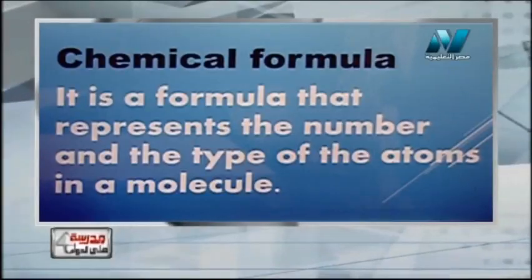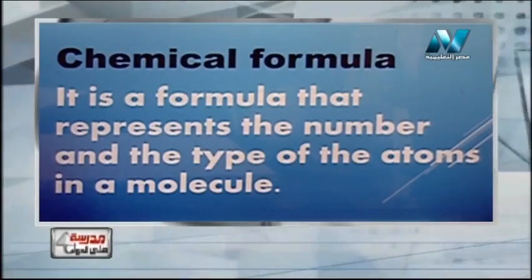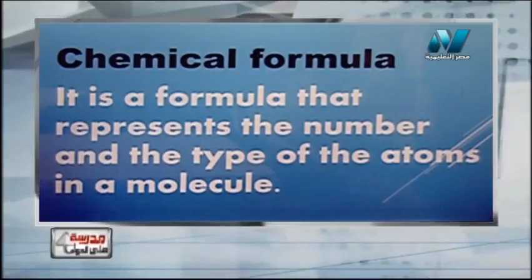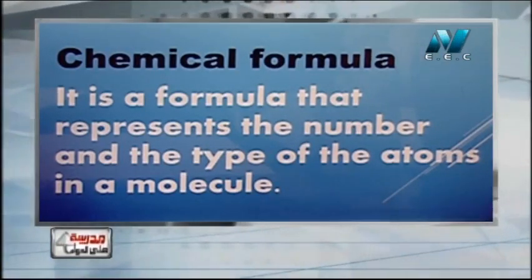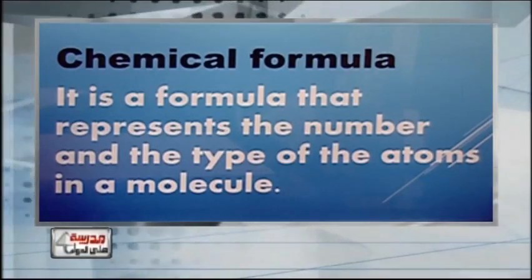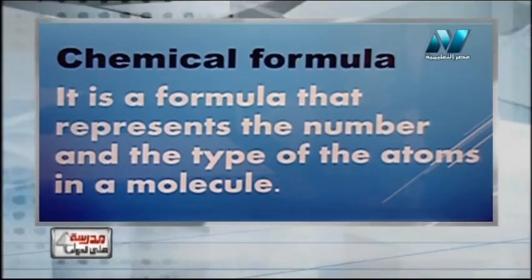Today we're gonna talk about the chemical formula. What's meant by chemical formula? Chemical formula, it is a formula that represents the number and the type of the atoms in a molecule. Again, what's meant by chemical formula? It is a formula that represents the number and the type of the atoms in a molecule.